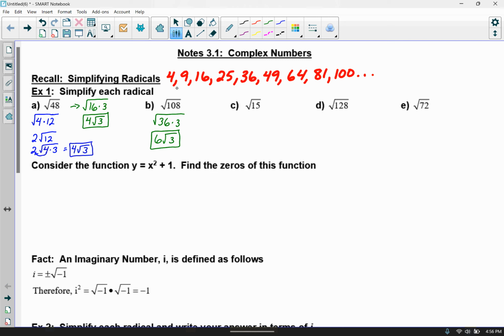Okay, and remember, you're only trying these numbers because these are the numbers that you can take the square root of. You don't want to try 2, for example, because you can't take the square root of 2. You want numbers that you can take the square root of. And let's do one more here together. Like I said, square root of 15. Is there a number in your list that will divide evenly into 15? There's not. So this one is already simplified.